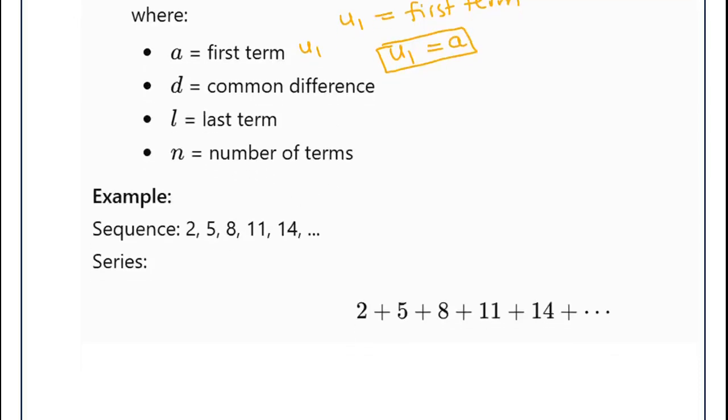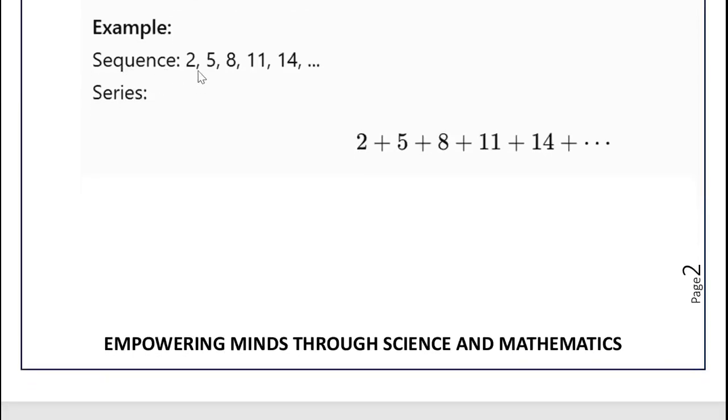Let us look at this example. We are given a sequence 2, 5, 8 and it continues. And what series do we form from here? The series that we form is simply by addition of the terms of the sequence. That is 2 plus 5 plus 8. You simply add them. How do we know that this is an AP series? Because in this AP series, we say there is a common difference d, right? That simply means that every term differs from the next by a common number.